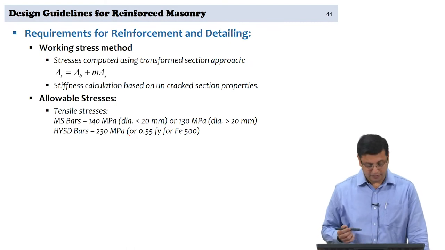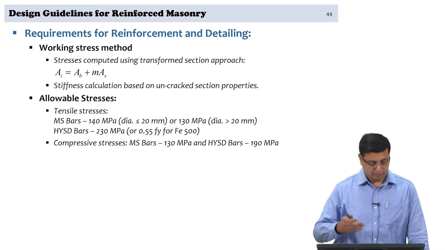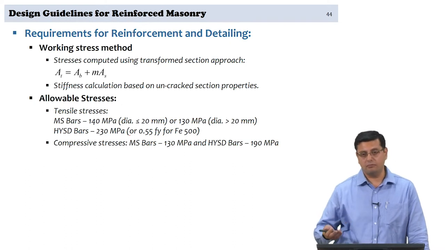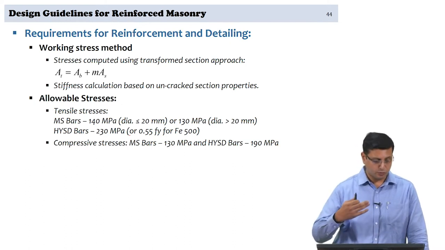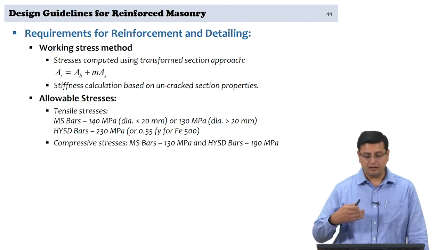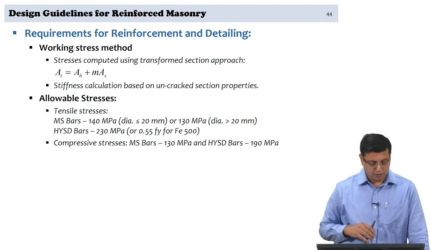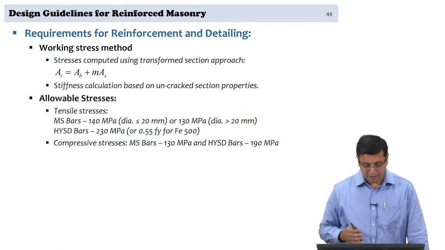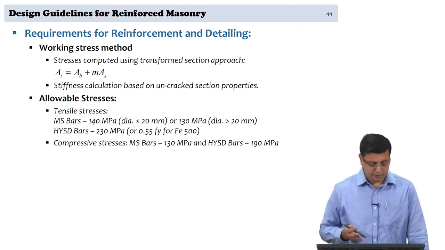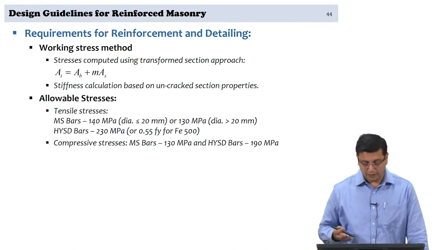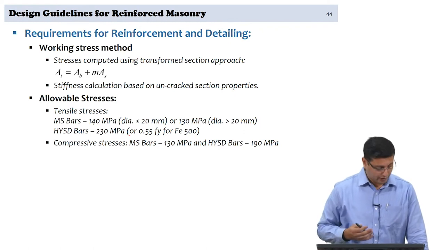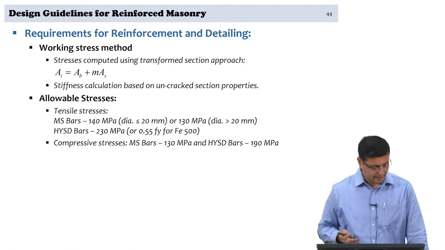If you are looking at compressive stresses, the reinforcement bars can be accounted for their additional contribution to resisting compression. If you are using mild steel bars, you use a compressive stress of 130 MPa as the allowable stress, and for HYSD bars, 190 MPa.